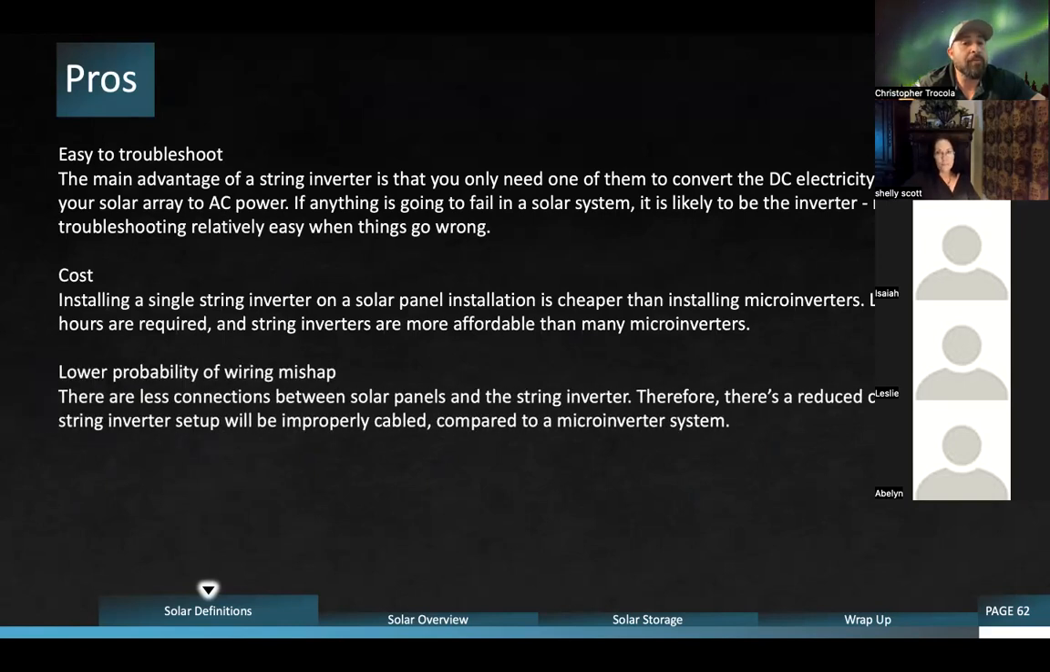Lower probability of a wiring mishap. There are fewer connections between the solar panels and the string inverter. Therefore, there's a reduced chance that any string inverter setup will be improperly cabled compared to a microinverter system. So there's no in and out. It's just all direct current, all in one string going straight to the inverter. You can't really mess up the installation on a string inverter system, unless you just install the inverter upside down, but then it's not going to transfer the power.